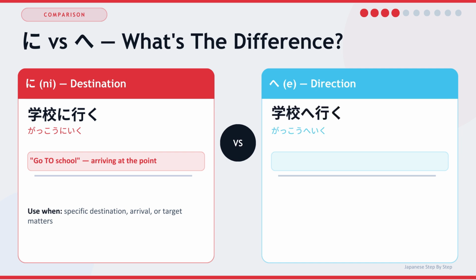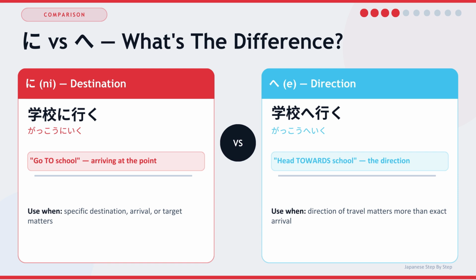学校へ向かっている。 I head towards school. Same verb, same place. But he shifts the feeling. The emphasis is now on the direction of movement. You're on your way. The journey is what matters, not just the arrival.